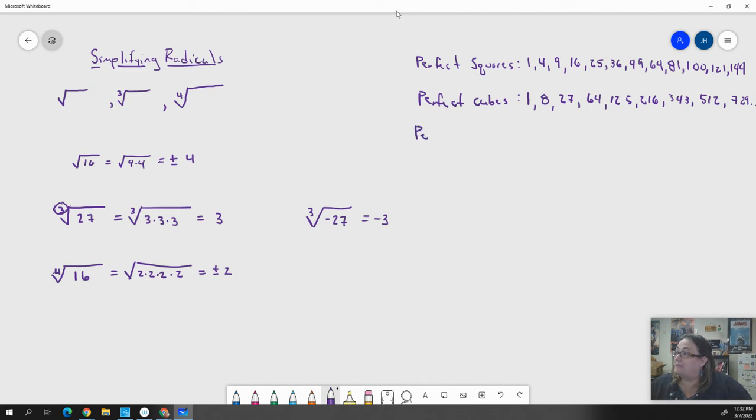Perfect fourths. Gosh, I don't even know if I know any of these. Let's think about, well, one is obvious. 1 times 1 times 1 times 1 is 1. 2 times 2 times 2 times 2 is 16. 3 times 3 times 3 times 3 is 81. 4 times 4 times 4 times 4 is 256. 5 times 5 times 5 times 5, 625. And then I think we've got like 1296, and I can't think of any more off the top of my head.